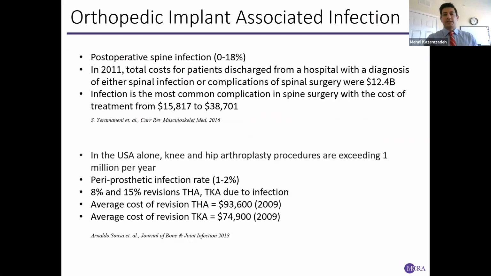Here I have collected some statistics regarding orthopedic implant associated infections. Depending on the type of spine surgery being performed, the incidence of infection is highly variable, with ranges reported between 0% and 18%. In 2011, the total cost of patients discharged from a hospital with the diagnosis of either a spinal infection or complication of a spinal surgery was estimated to be $12.4 billion. Infection is the most common complication in spine surgery, with a cost of treatment from about $16,000 to $39,000.